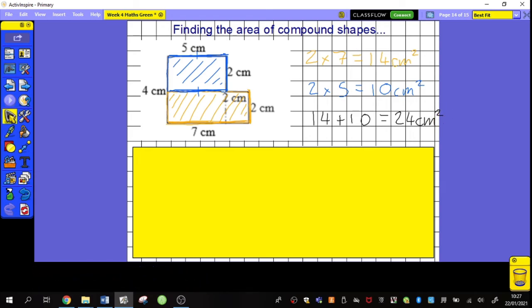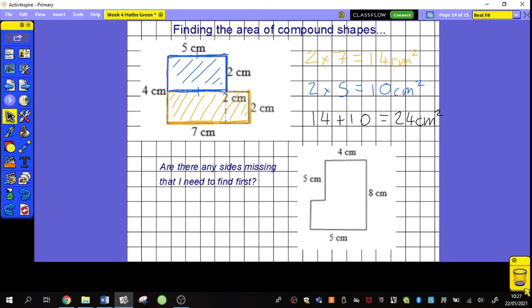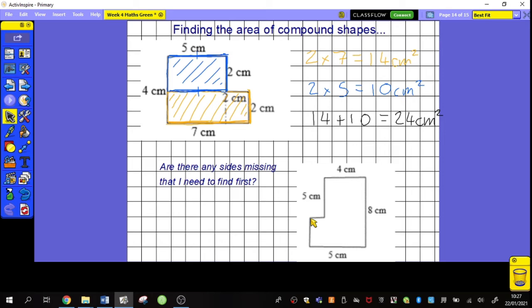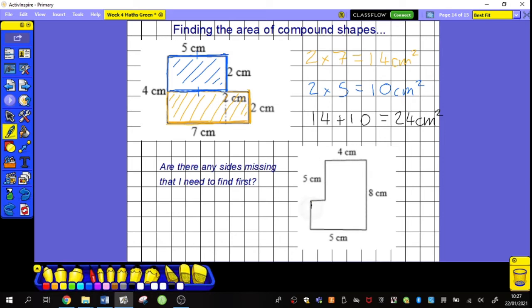Okay, nice and simple. Let's have a look at this now when we don't know all of the sides. So the first thing I need to do is to find all of the sides. I'm looking for this side here, and I'm looking for that side there. So let's have a look at the side going down first. Now I know that on the right hand side from there to there is 8 centimeters. So I know that from there to there is 5, and I'm calculating the bit that's left.